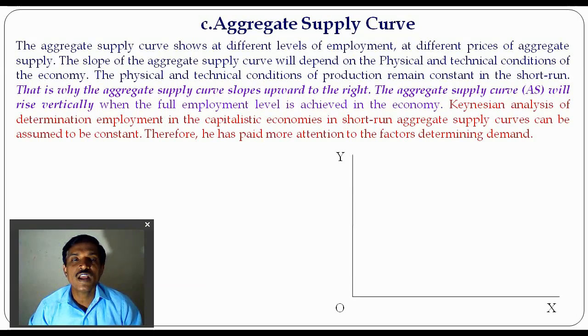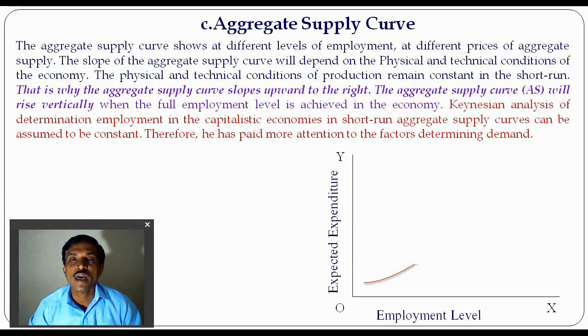In the Keynesian analysis of the determination of employment in the capitalistic economy, the short run aggregate supply curve can be assumed to be constant. So Keynes assumed that the aggregate supply curve in the short run is constant, and therefore he paid more attention to the factors determining demand. Here we are looking at the x-axis, employment, and the y-axis, expected expenditure, and the aggregate supply curve, which is of the shape upward to the right. It's called AS, meaning the aggregate supply curve. It is the upward slope.